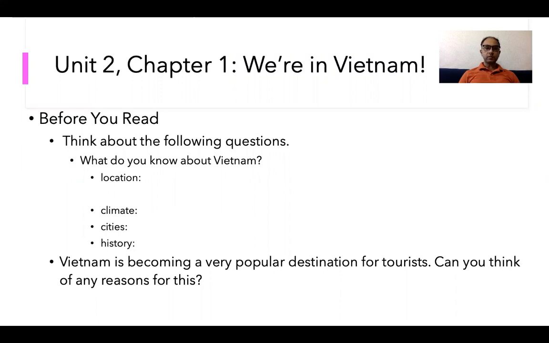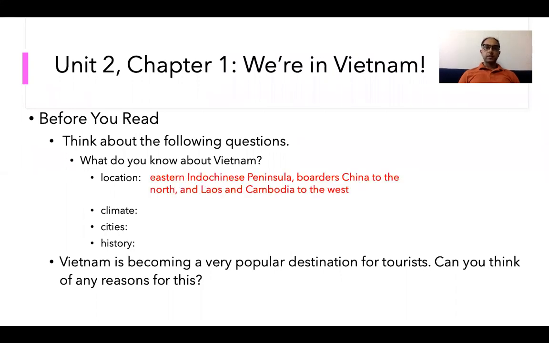First, let's see location. It's in the eastern Indo-Chinese peninsula. Peninsula, do you know peninsula? Peninsula is hanto in Japanese. For example, in Japan, we have the famous Izu Peninsula in Shizuoka. You can go and enjoy there. So it's in the eastern Indo-Chinese peninsula. Borders: China to the north. So on the north of Vietnam, there is China, and Laos and Cambodia to the west. And the eastern part is the ocean.